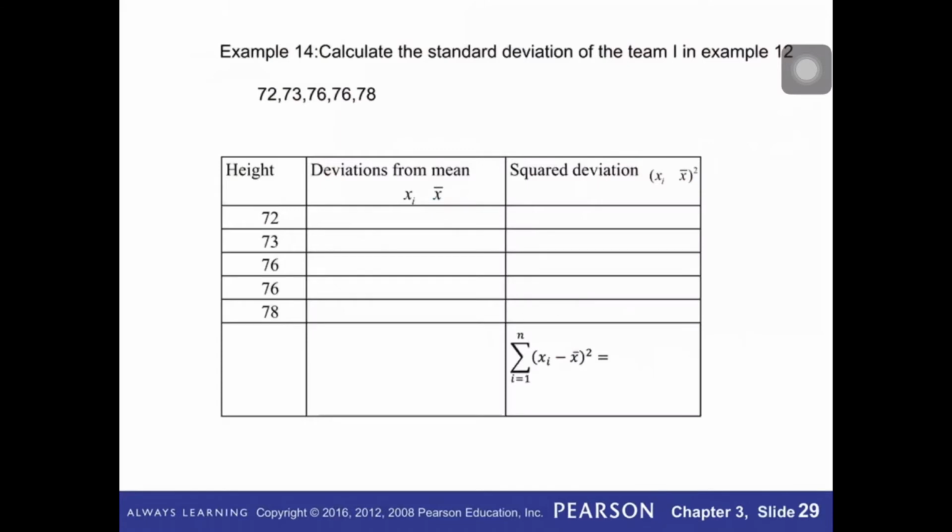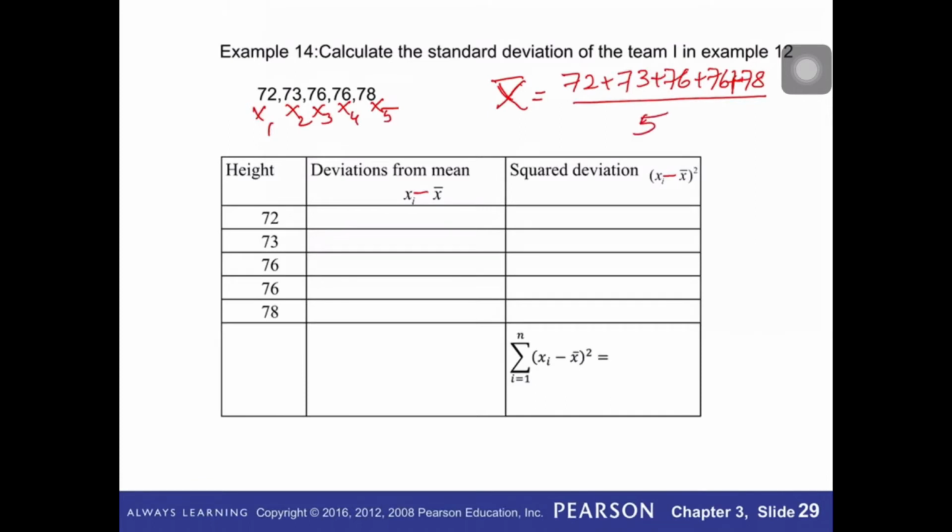Here in this example, you can calculate your standard deviation based on these values. For an example, I'll do a few of them. This should be xi minus x bar. This is x1, this is x2, this is x3, this is x4, and this is x5. So what is x bar? x bar is the summation of xi's, 72 plus 73 plus 76 plus 76 plus 78, divided by n, which is 5.